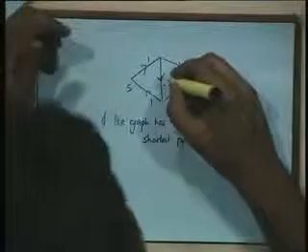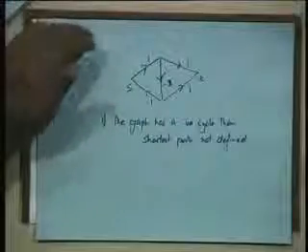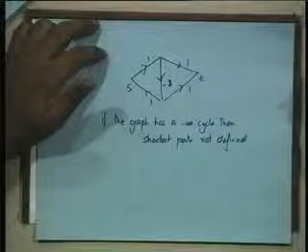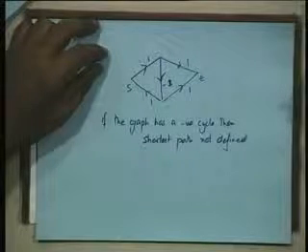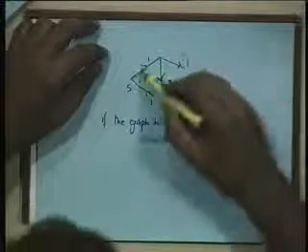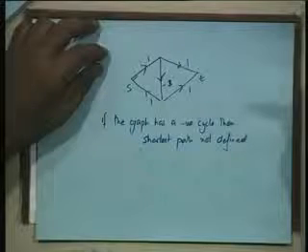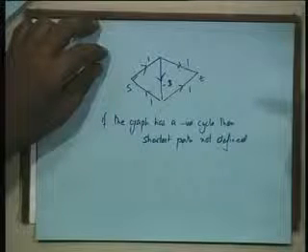For instance, if this edge had a length of minus 1, now what is the shortest path from S to t? Length 1. I would go like this, come down and then go like this. What will be the length of this path? 1.